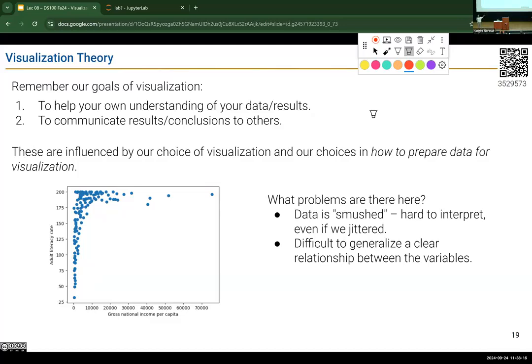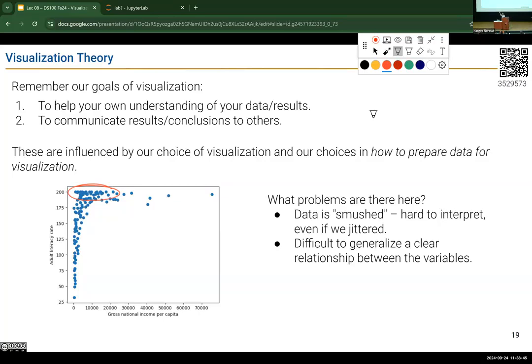When there is overplotting, that means that your data is smushed in one area. So what do I mean by smushed in one area? If you take a look at, for example, the area of the data points that I have here, it's really hard to distinguish between the points and know how many data points I have. And then what's the trend: as I increase the GNI, how does the adult literacy rate for that region change? So we don't want the data to be smushed together in one specific area.